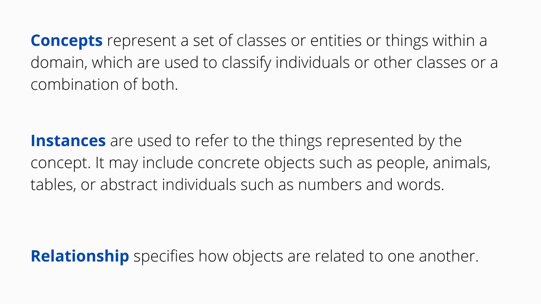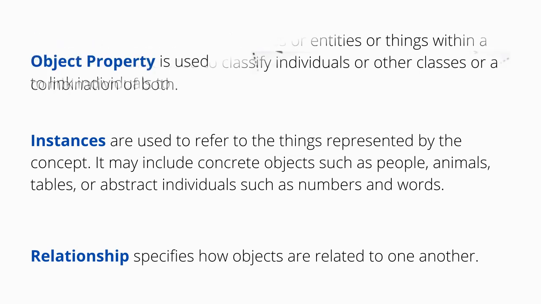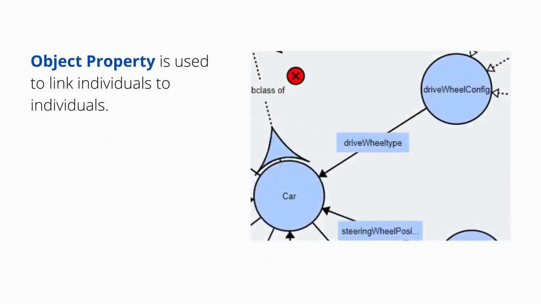Relationships in an ontology specify how objects are related to other objects. For example, John likes football. Here, likes denotes the relationship between the object John and the object football. There are two types of properties that exist for OWL. They are object property and data type property.